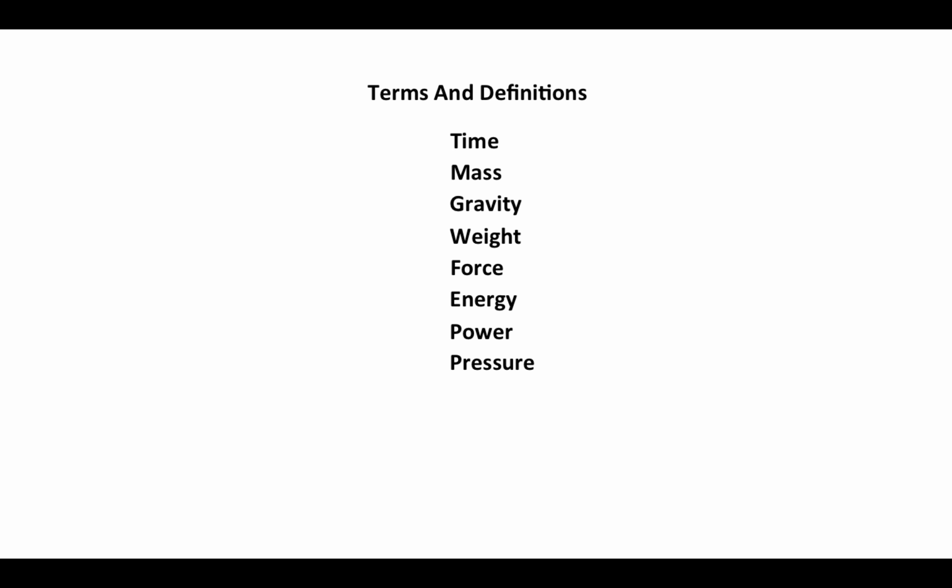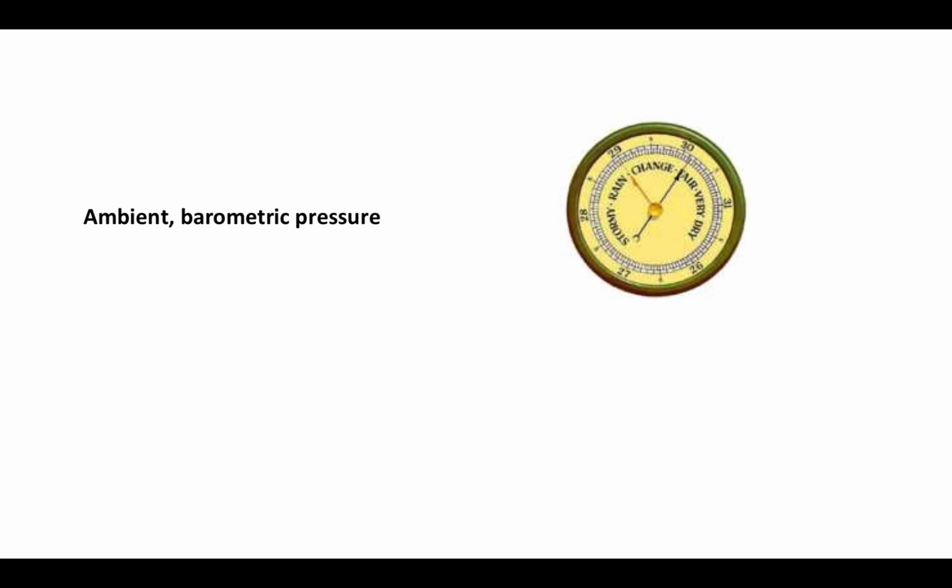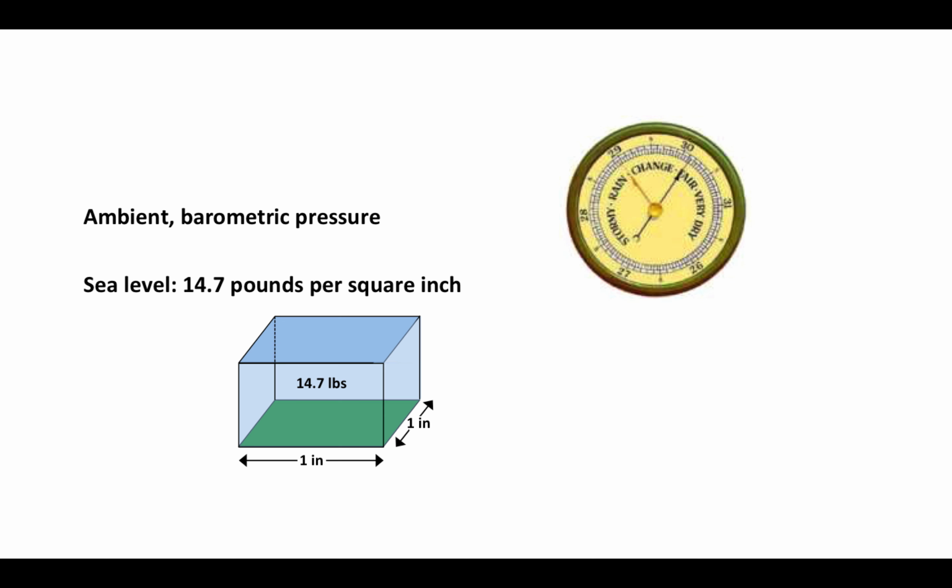Next is pressure. Pressure is the force exerted on the surface of an object, or the force exerted per unit of area. We all know of a barometer expressing ambient barometric pressure. At sea level, ambient barometric pressure is 14.7 pounds per square inch, and perhaps this graphic here will help you understand. We have a block here that weighs 14.7 pounds and it is spread out over an area of 1 inch by 1 inch.